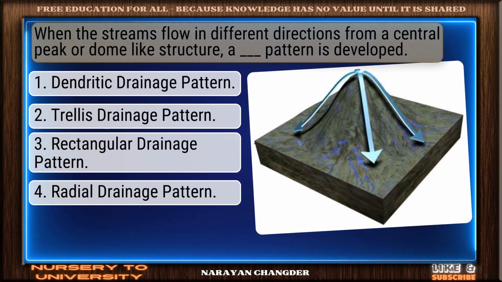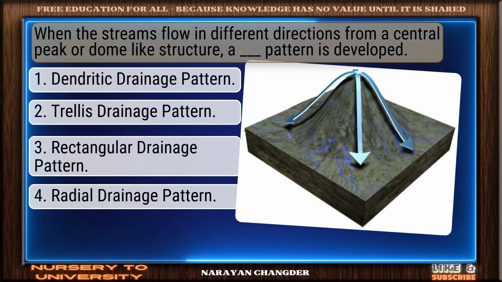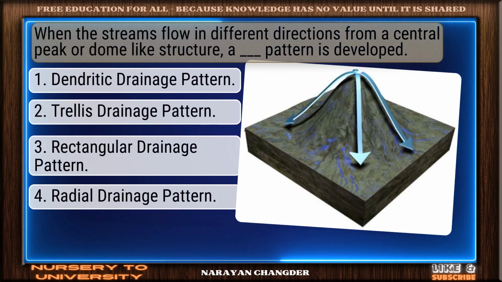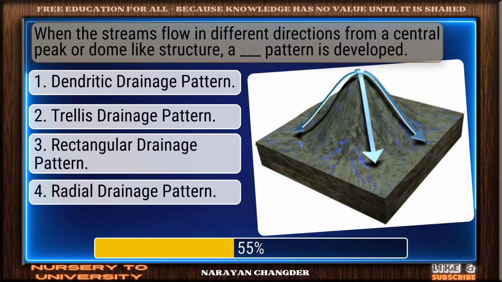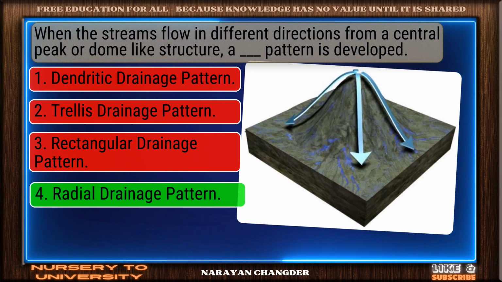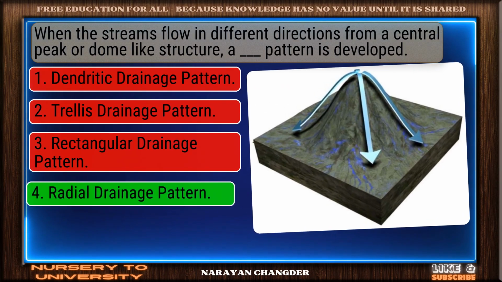Question number 1. When the streams flow in different directions from a central peak or dome-like structure, a dash pattern is developed. Correct response. Radial drainage pattern is the most accurate answer.